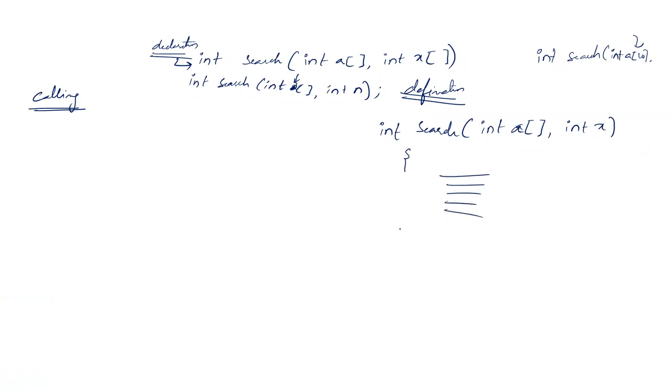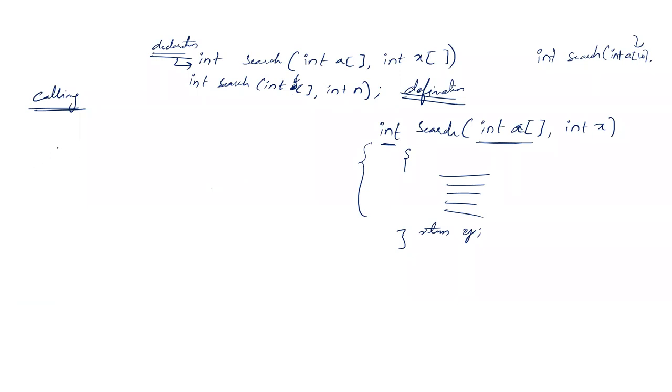Write the logic, whatever you want to write. Return only an integer type; only one value can be returned. Any integer value can be returned, some x or some pi value I'm writing. That's it. This is about a definition. Writing it.